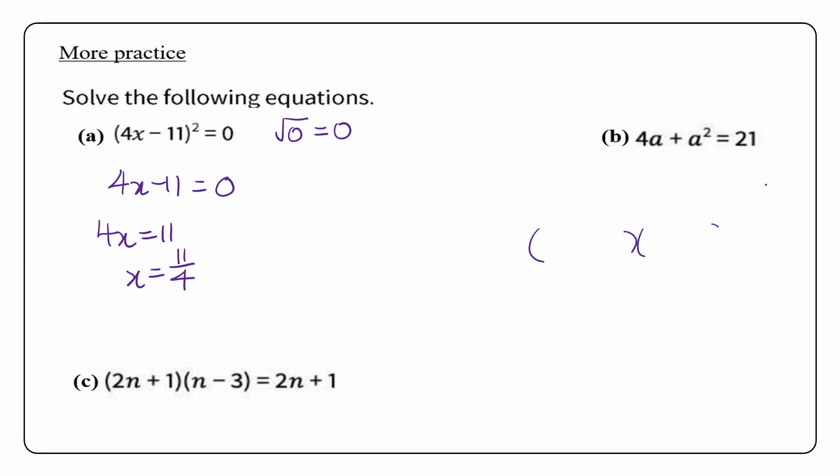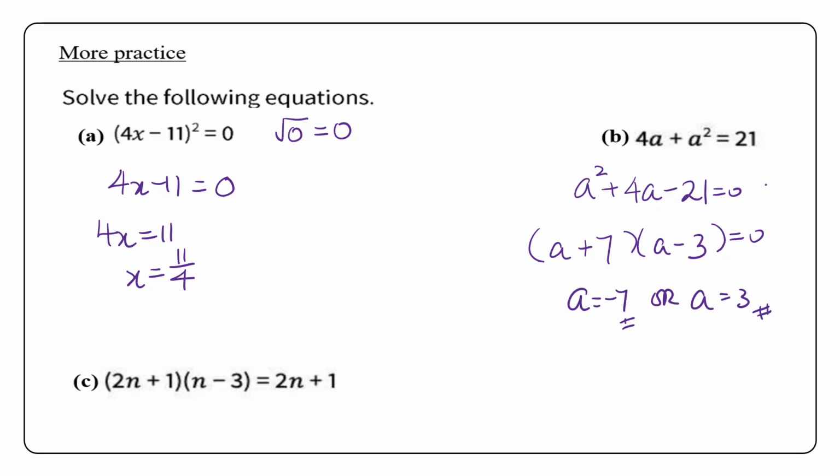Then for part B, you have to rearrange it. You rearrange it to a squared plus 4a, then minus 21 on both sides. Then you use the box method and you get 2 brackets. So the first bracket equals to 0 or the second bracket equals to 0. And then part C is slightly harder. For part C, you will have to expand this. This is the topic we learned earlier on, expansion using the distributive law.